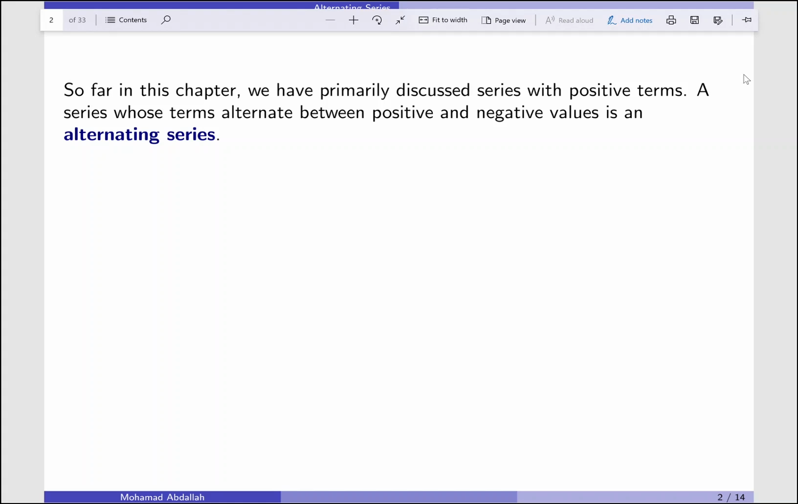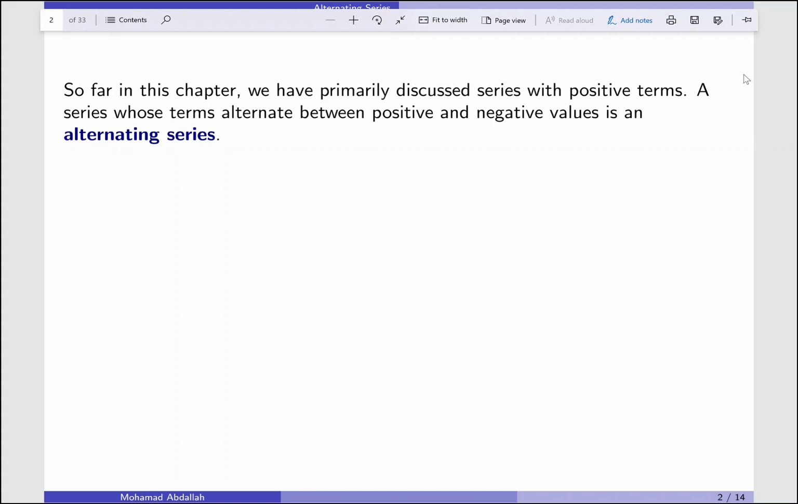Focused on series with positive terms. When we talked about the comparison test, the limit comparison test, the integral test, all the series were positive. The terms were positive, otherwise you cannot use these tests.